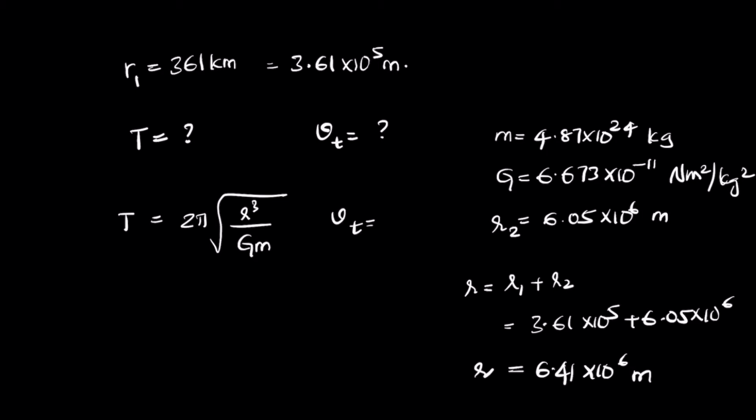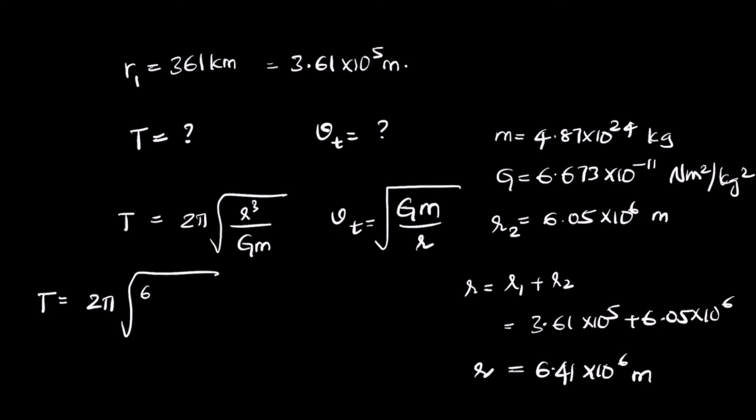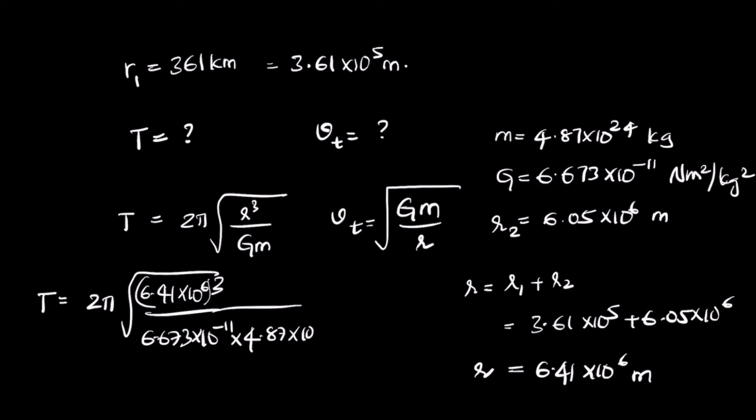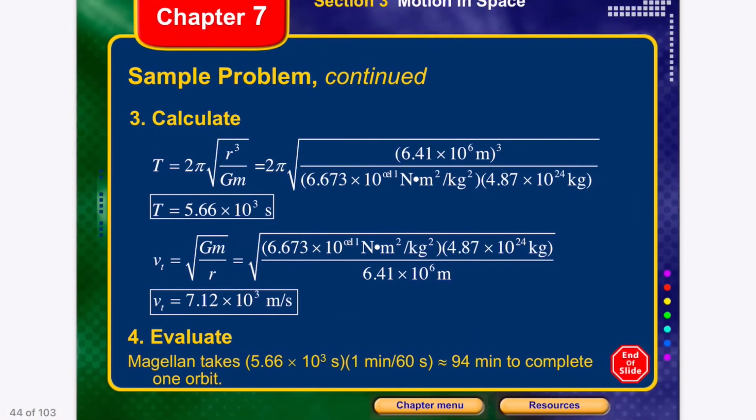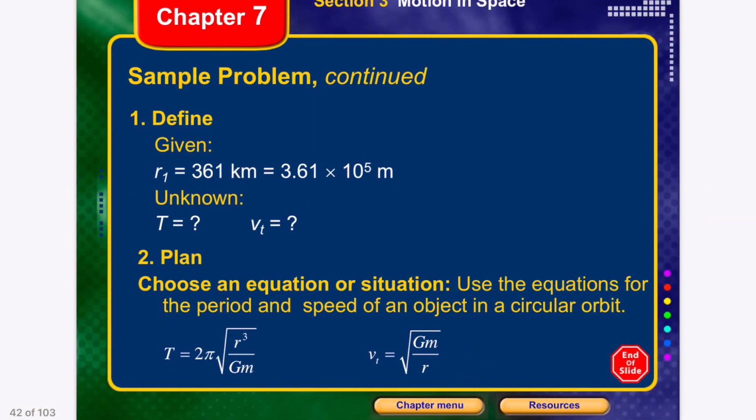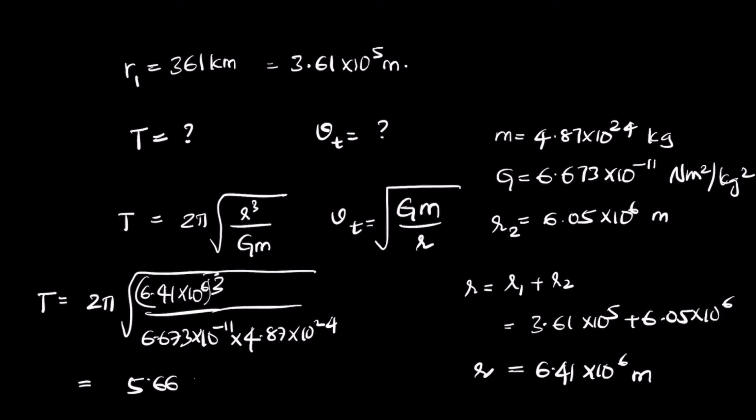And we know the formula for Vt is square root of GM by R. Now substitute all the values into the time period. So that becomes 2 pi times R, which is 6.41 times 10 to the power of 6, cubed, over 6.673 times 10 to the power negative 11 times mass, which is 4.87 times 10 to the power of 24. So now calculate the time period. The time period becomes 5.66 times 10 to the power of 3 seconds. So this is the time period.